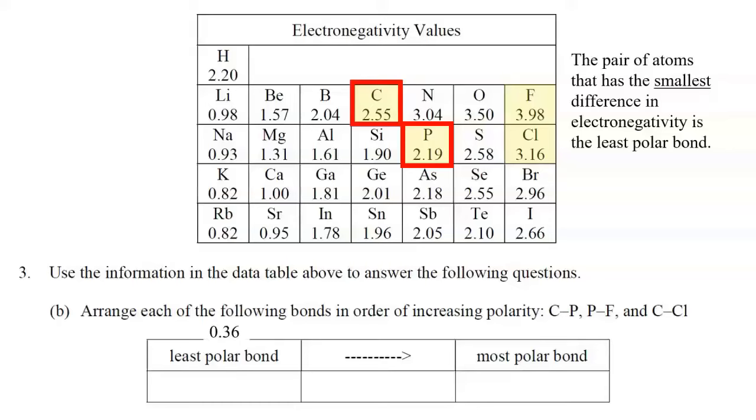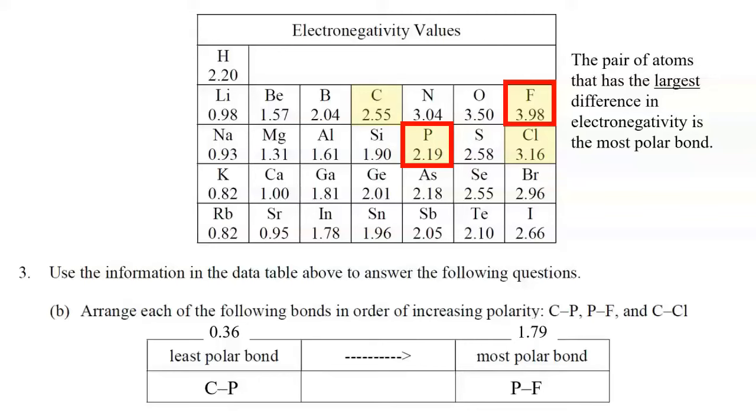And then for the most polar bond, we're looking for a pair of atoms that has the largest difference in electronegativity. So across that diagonal from phosphorus to fluorine, that's a difference of 1.79. That is the most polar bond.